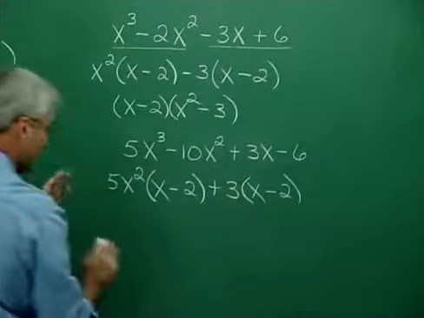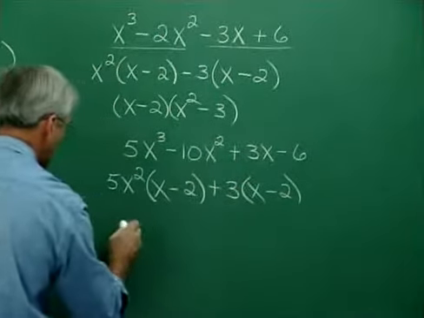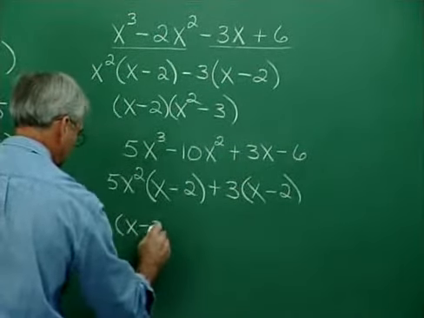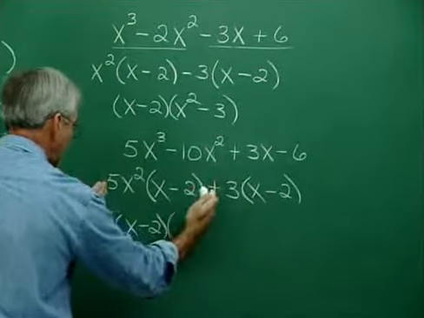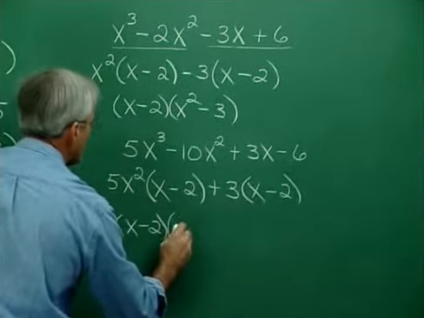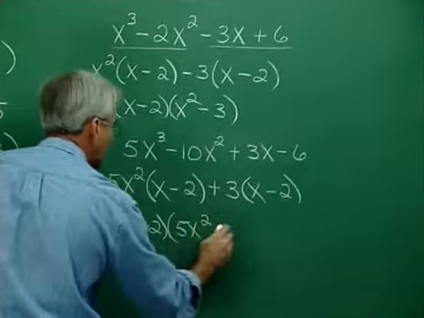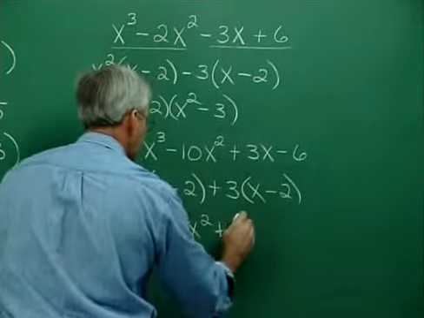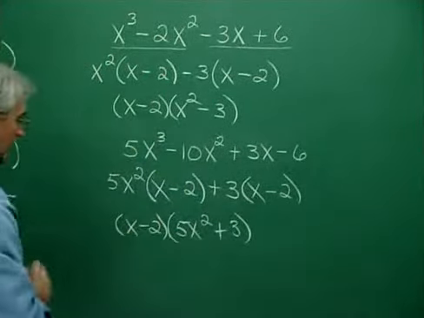And I have x minus 2 as the common factor in these two terms. When I pull out x minus 2 from this term, I get 5x squared. When I pull x minus 2 out of this, I get plus 3. So here is the correct factored form.